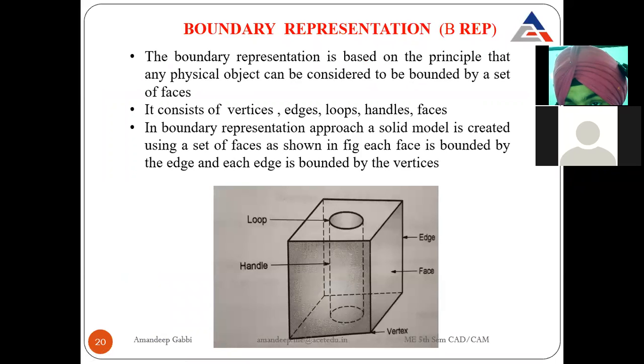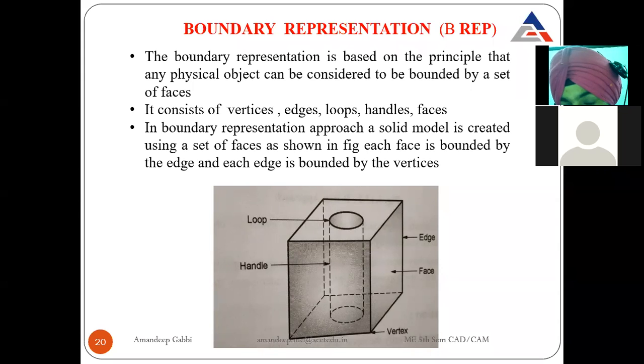Next, B-rep, boundary representation. See, earlier we have done CSG, C-rep or B-rep. Boundary representation is based on the principle that any physical object can be considered to be bounded by a set of faces. It consists of edges, vertices, loops, handles, and faces. In boundary representation approach, a solid model is created using a set of faces as shown in the picture. Each face is bounded by edges and each edge is bounded by vertices.